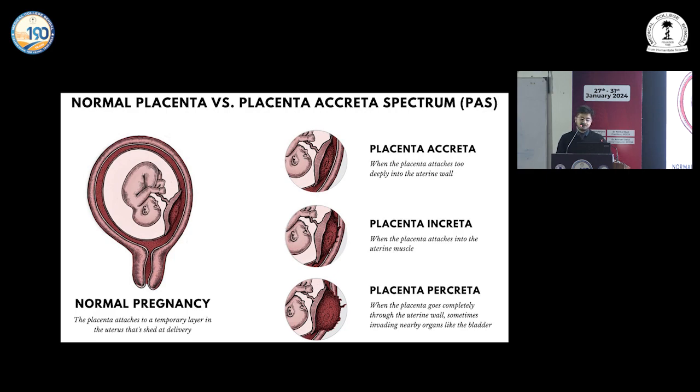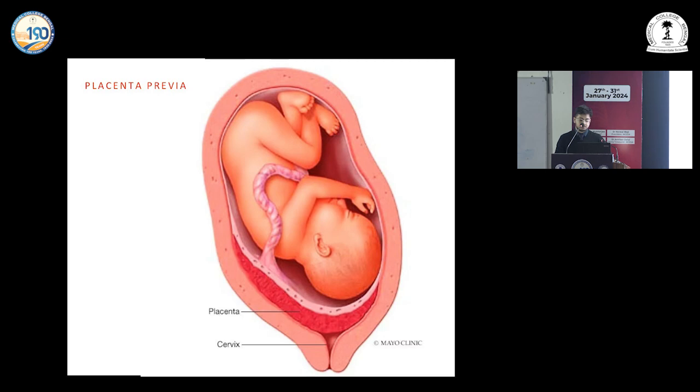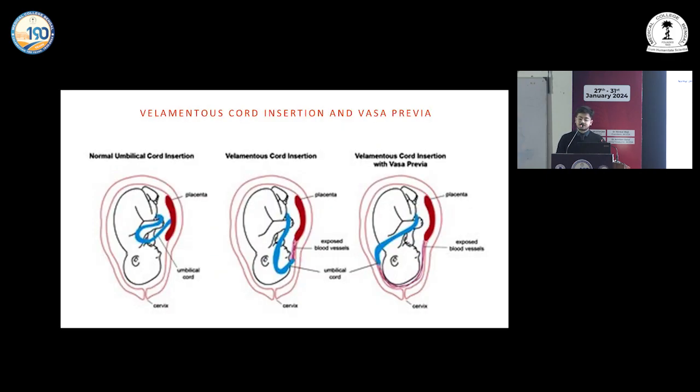On the left side, we have a normal placental attachment. Then we have placenta previa. Here, the placenta attaches to the lower segment of the uterus. As a result, there is partial or complete occlusion of the cervical opening, and it can lead to obstetric complications during birth. Then we have vasa previa and filamentous cord insertion.